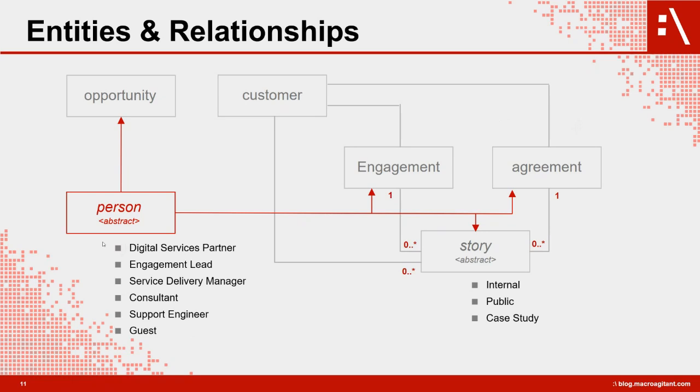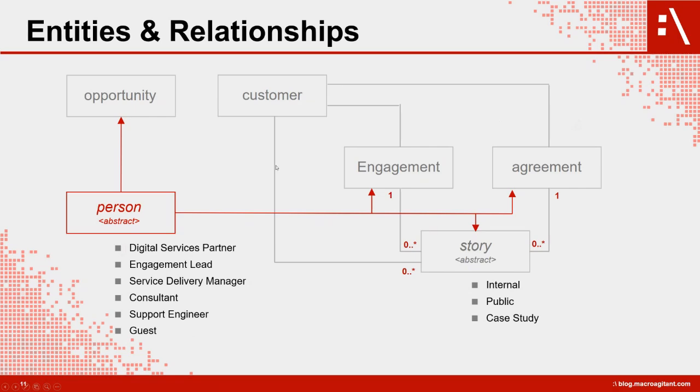With the stories, we divided those into 3 subcategories: internal, public, or case studies. And we can see here the relationships between that content. A person here is actually creating content in 4 different locations. So Salesforce for the opportunities, SharePoint or Teams for the engagement or agreement collateral, and then the Story Hub for stories. And when we looked at it, we found it was pretty much all person generated. So in your organization, some of the content might be systems generated.